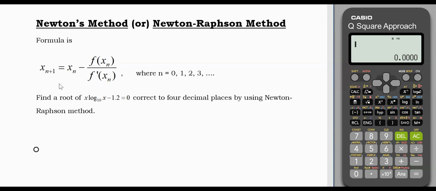Now the problem is find a positive root of the equation x log base 10 x minus 1.2 equal to 0 correct to 4 decimal places using Newton-Raphson method. Solution: let us take the given equation as f of x, that is f of x is equal to x log base 10 x minus 1.2.